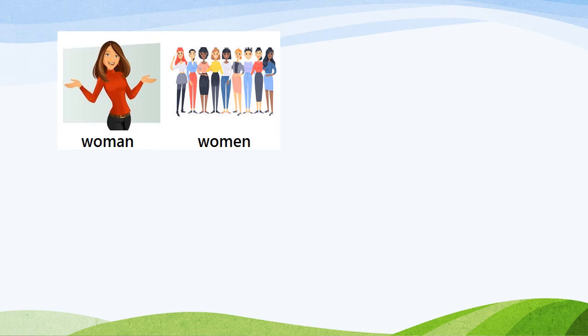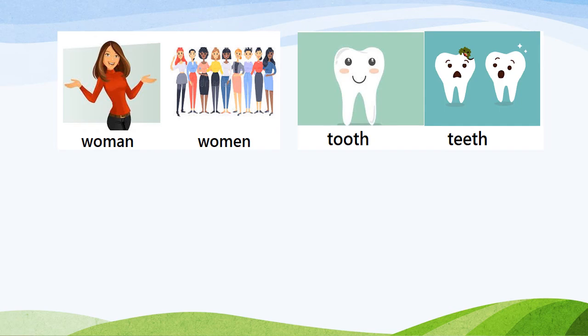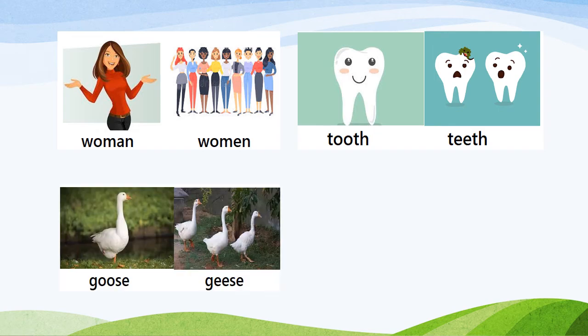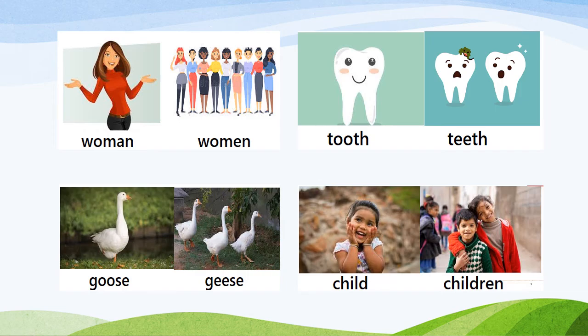Look at the first picture. Woman, one woman, many women. Here A changes to E. Tooth, one tooth, many teeth. Here the vowel changes, double O changes to double E. Goose, one goose, many geese. Again here double O changes to double E. Fourth picture, child, one child, many children.